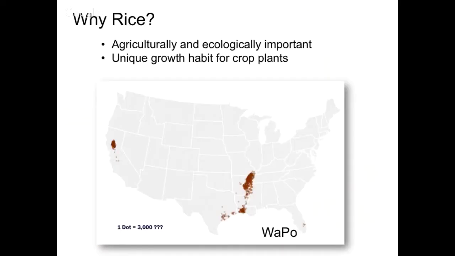So rice is a very important agricultural crop worldwide. It's actually grown in a few areas in the United States, in the Mississippi Delta, in Arkansas, Louisiana, Texas, but also, fortunately for us, in Northern California, making all my field experiments easier. It has a unique growth habit in that it's semi-submerged underwater. This is unique for large crops such as rice.